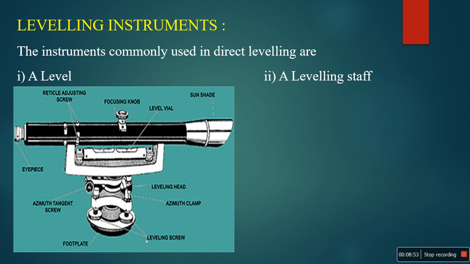It is called a leveling screw, also called foot screws. Then similarly there are some focusing screws here. By using that we can easily clear the image in the telescope. Okay, this is about the level instrument.